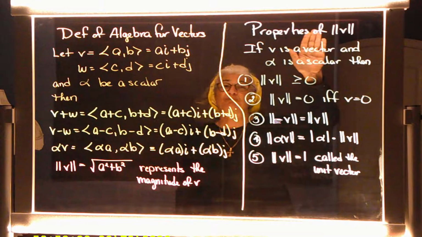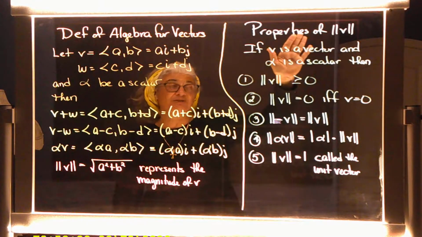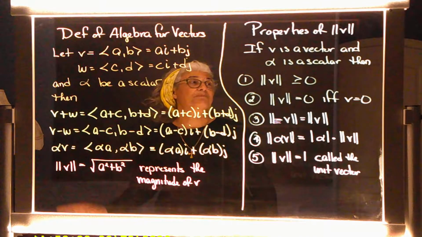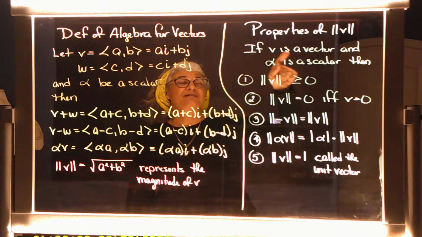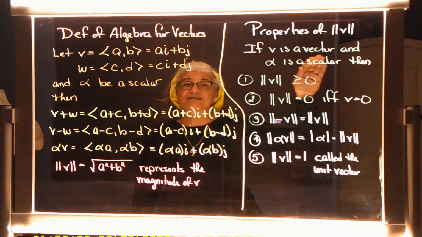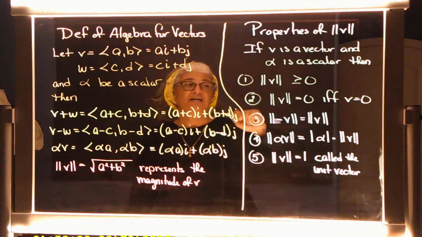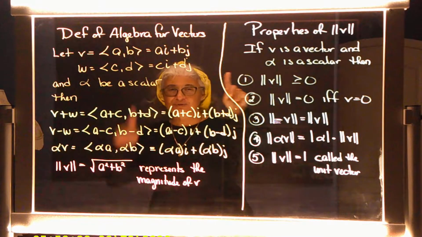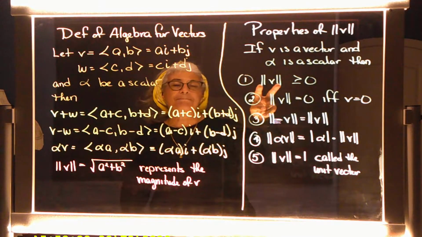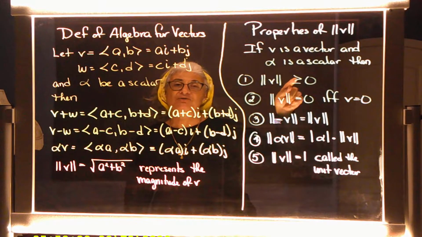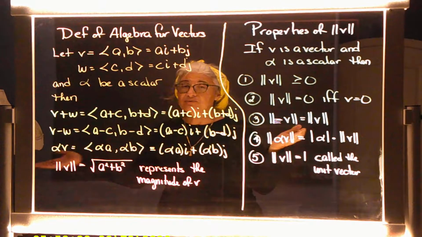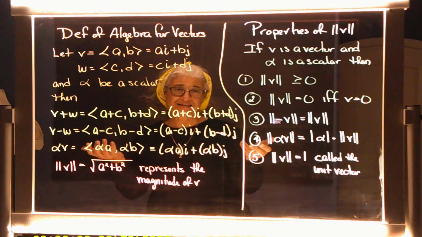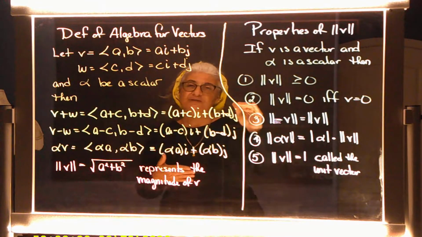So now I've got some properties over here on the right side of the board that deal with this magnitude of vector v. So notice, if v is a vector and alpha is a scalar, then the magnitude of vector v, because that's what those double lines around the v mean, has to be greater than or equal to 0. So in other words, it has to be positive, because length is positive, isn't it? Good. Let's look at the second property.